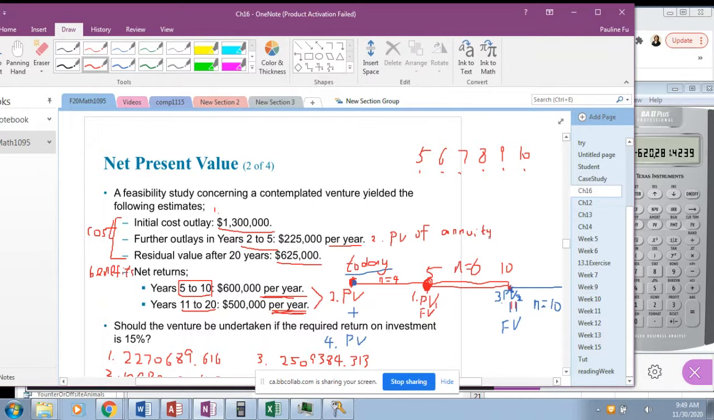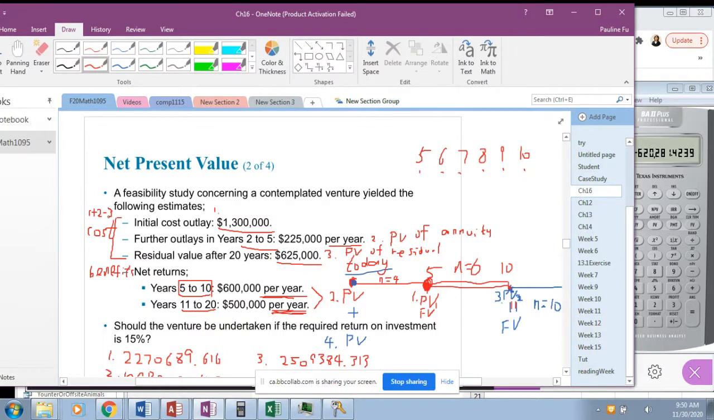Present value of the annuity. And then you add step 1 with step 2, then minus the residual. Step 3, calculate the present value of this residual value. And the last step, the cost is step 1 plus step 2 minus step 3. That is the cost.